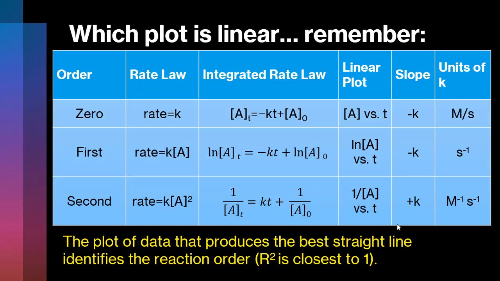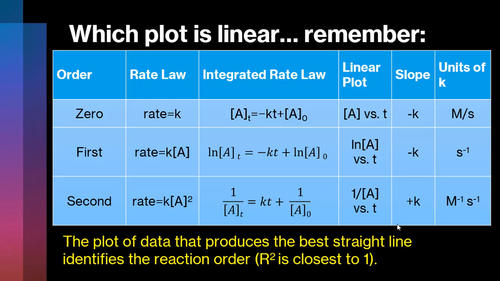If that gives us a straight line, boom, we know we're first order. However, if it still gives us a curve, now we want to plot it for second order. In this case, we're going to plot the data as 1 over [A]t versus time and see if it gives us a straight line. So again, the plot of the data that produces the best straight line identifies our reaction order.